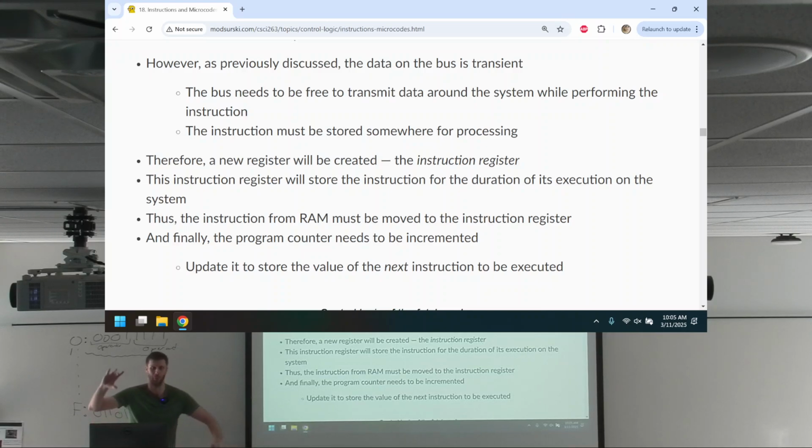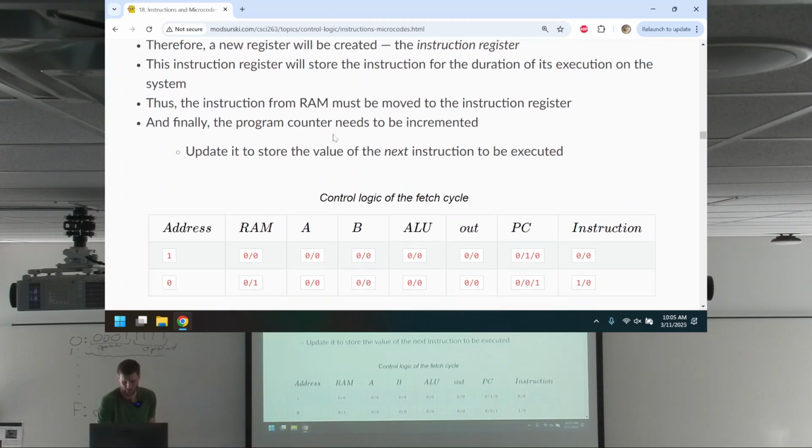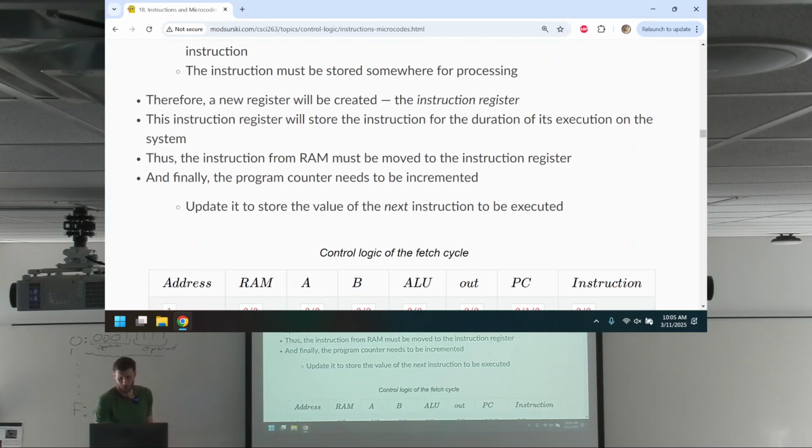I'm going to put the instruction containing the operator and operand there for decoding purposes. So it's isolated from the bus, and now I have it, and I can ask, okay, what does this mean? Oh, this means put this value, the operand, into RAM, and then put the information from RAM to the A register. That's how it will go. So therefore, a new register created: the instruction register.